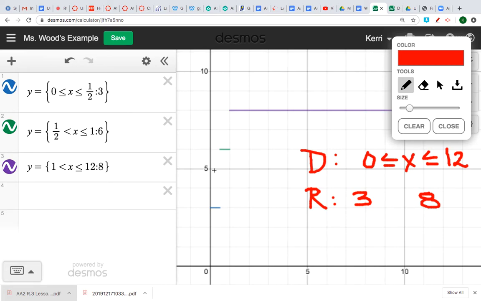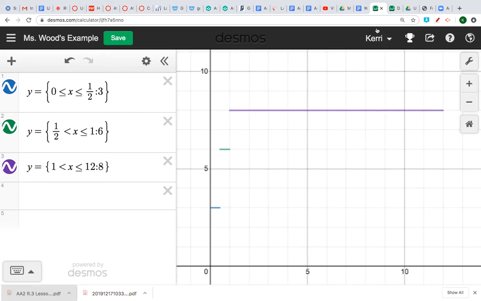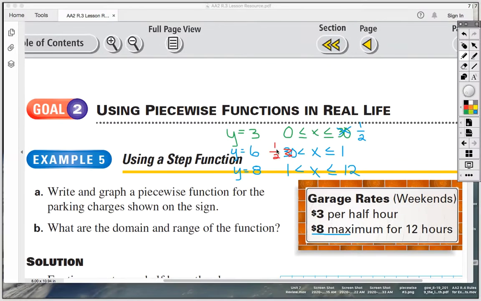Are there lines connecting each of these? No. So I'm going to put 3 values: 3, 6, and 8. Because it's not 350 or 450 or 725. It is only either 3, 6, and 8. I certainly hope that makes sense to everybody.